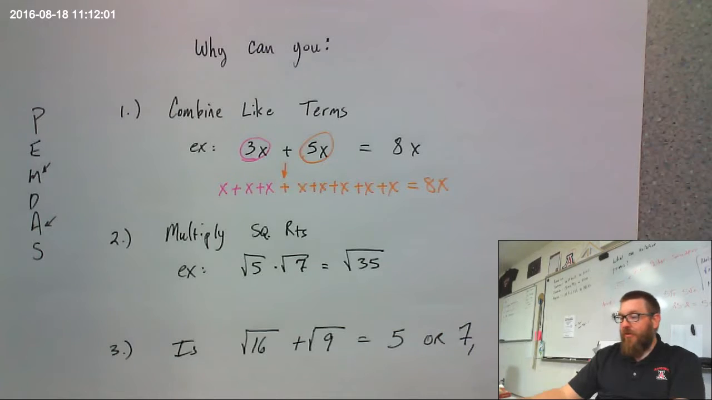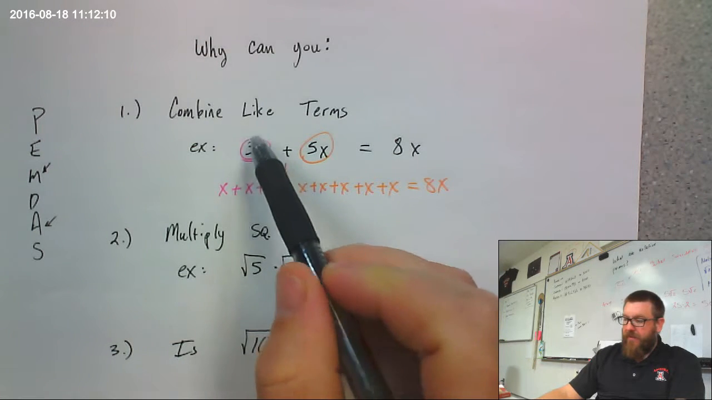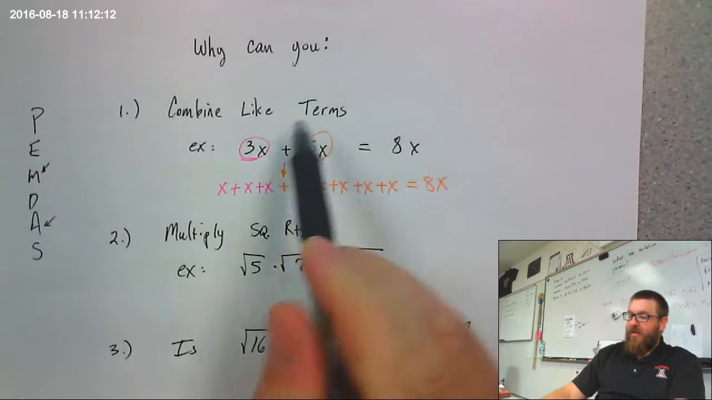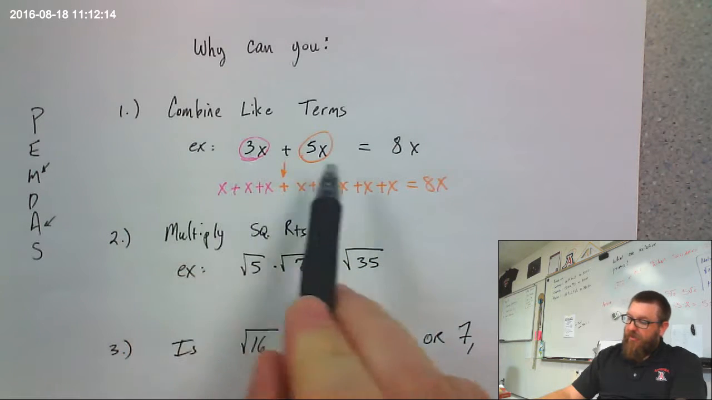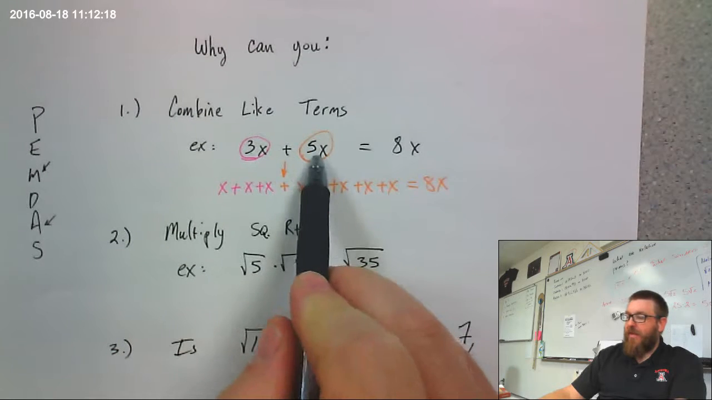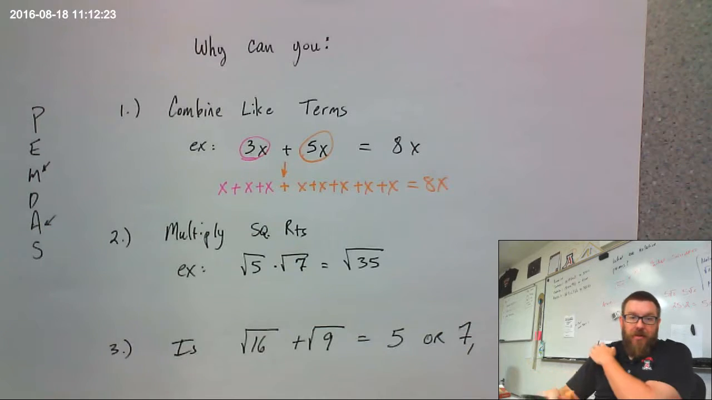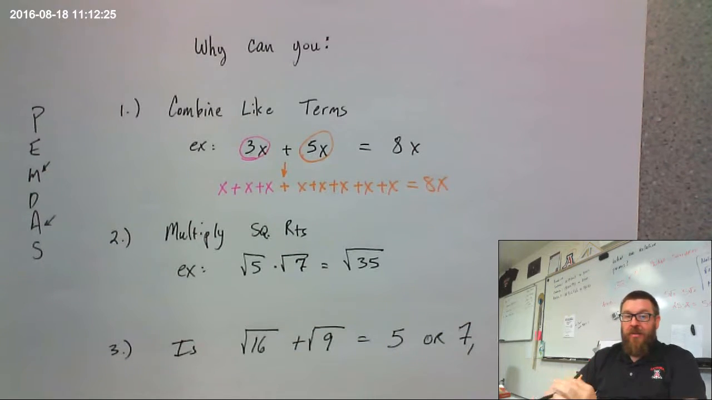So the reason that you're able to add things that are like terms is because multiplication is repeated addition, and this is repeated addition of the same exact thing as this. So you can just do it all together at once like that. That's why you're able to combine like terms like this.